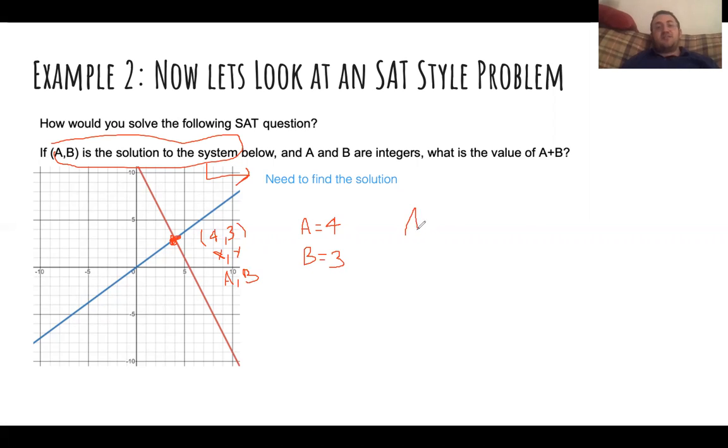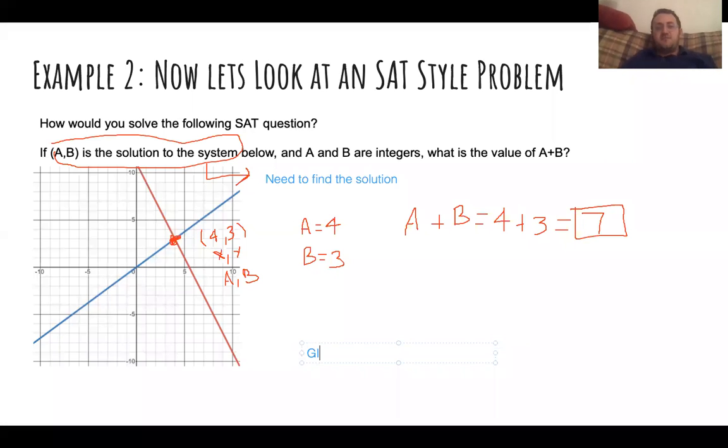So then A plus B just asks you to take whatever you had for A plus B. So it's going to be 4 plus 3, and that's equal to 7. So this could be presented as a grid-in, or it could be presented as a multiple choice question. But I just wanted to show you an SAT style problem. You'll also see this type of problem without the graphs as well.